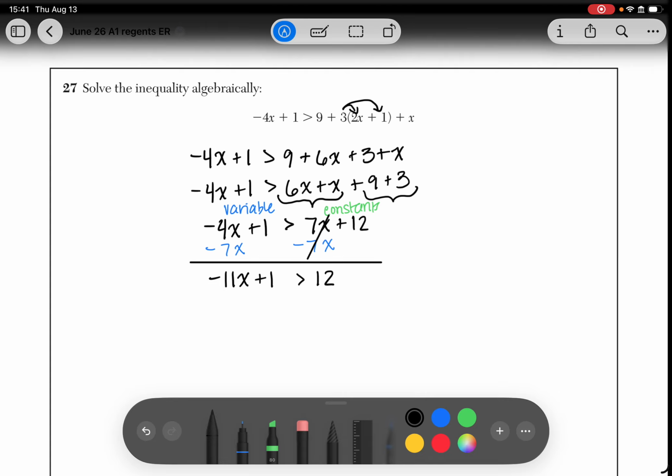So that's good. We moved the variable term, but if you notice, we have a constant term on the left side that we need to have on the right side. Since it's a positive 1, we're going to do the inverse of that, which would be subtract 1, or negative 1. And whatever we do to one side, we must do to the other, just to keep it balanced. So those ones cancel out. And now we're left with -11x is greater than 11.